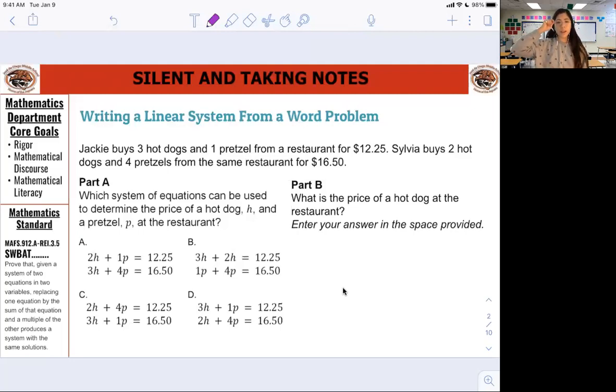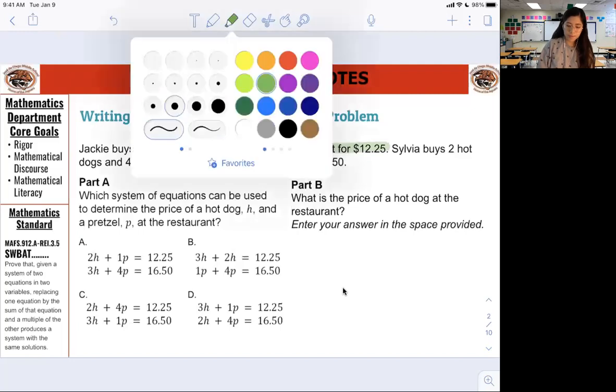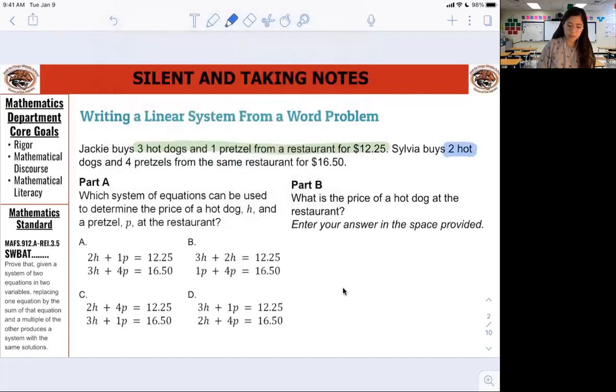And we're basically just playing a game of match. Let's see which one matches the information from the word problem. We know that there has to be 3 hot dogs and 1 pretzel for $12.25, and then 2 hot dogs and 4 pretzels for $16.50. D. D, yeah. D for sure.